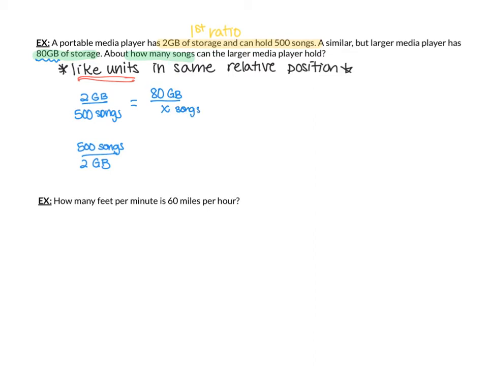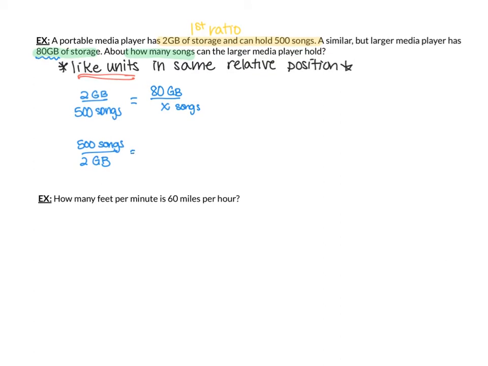Now, you can see what I mean. It doesn't really matter how we set up the first one, as long as I set up the second ratio correctly. So for the second ratio on this other example, I would set up songs on the top. So I would have X number of songs compared to the 80 gigs of storage. Do you see how the like units are in the same relative position? It doesn't matter which proportion you set up to begin with. It doesn't matter, because here's what you'll notice.